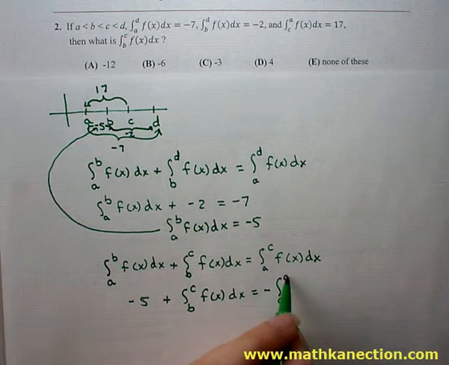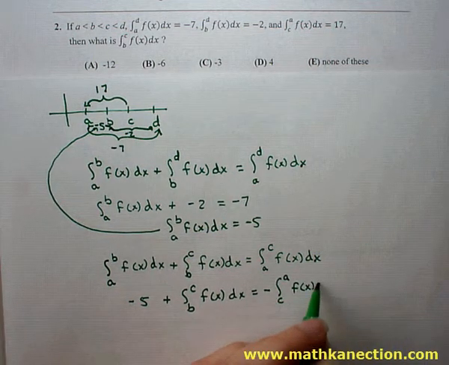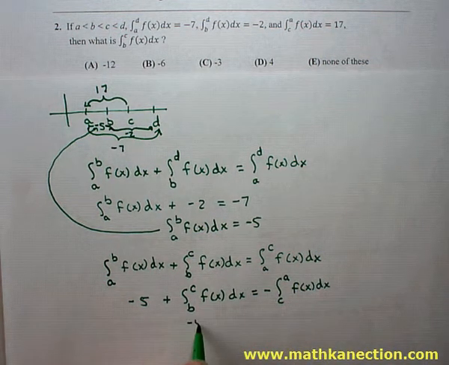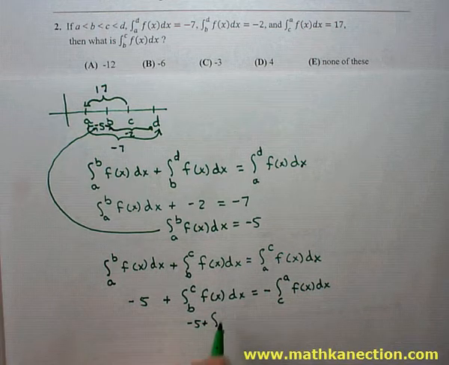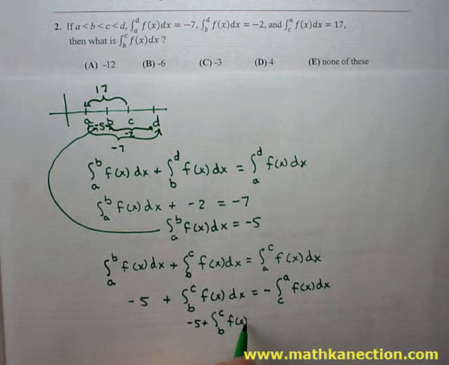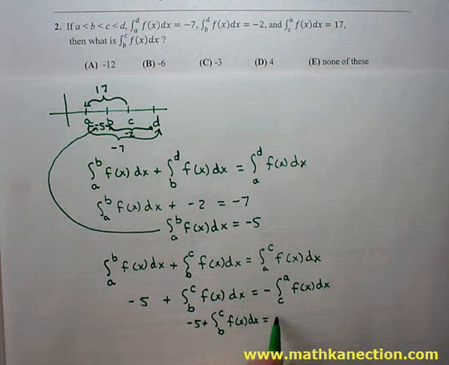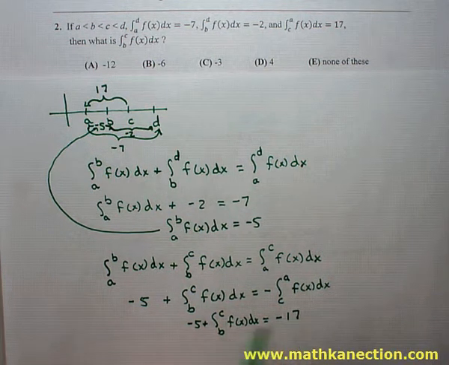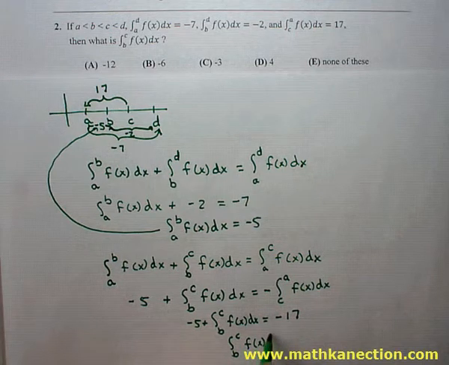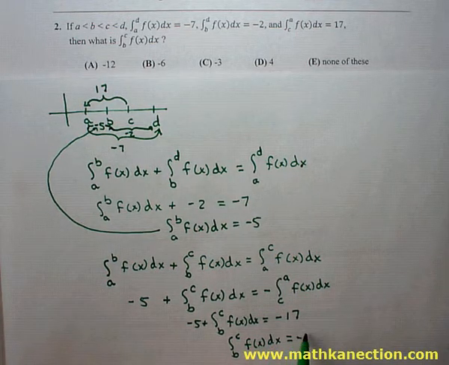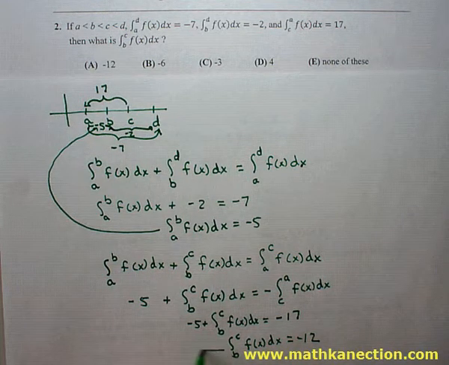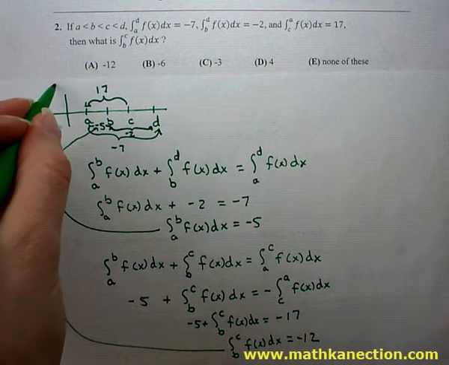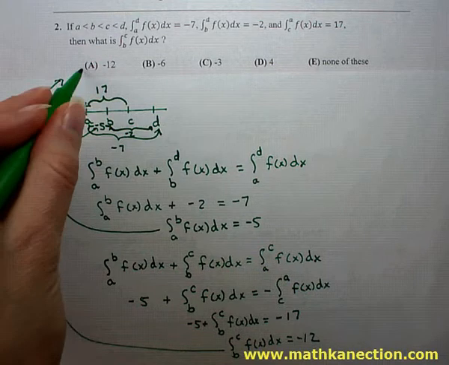And the integral from a to c is the opposite of the integral from c to a. We have -5 plus the integral from b to c of f of x dx is equal to the opposite of from c to a, which is -17. Therefore, the integral from b to c of f of x dx is equal to -12. Which is letter choice A.